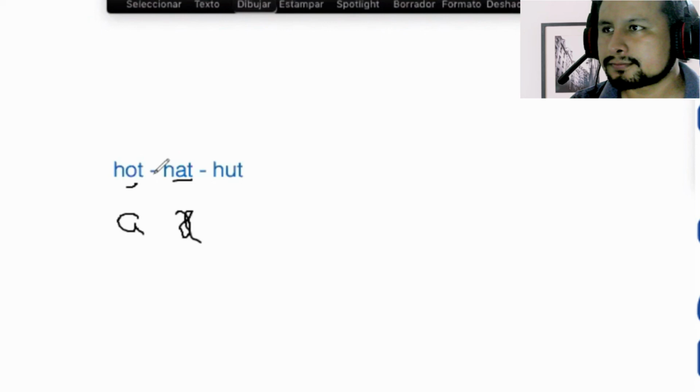And for the ah, the tongue is here. All right? So this is hot and this is hat. And what about the last one? Hot. Yeah, I'm going to erase this one because I don't like the symbol I used here.